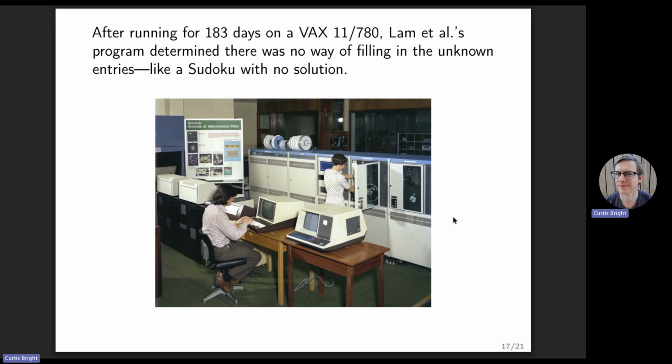Anyone use this computer before? It's before our time, right? Computers have come a long way since this thing. This VAX machine, right? So it took 183 days, and a VAX runs on about 1 million operations per second.